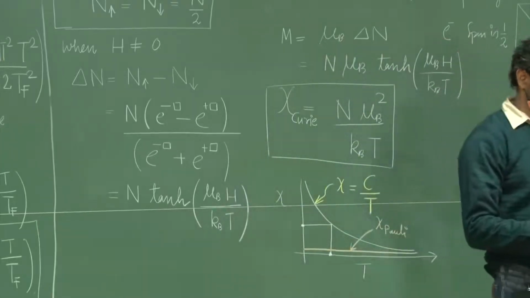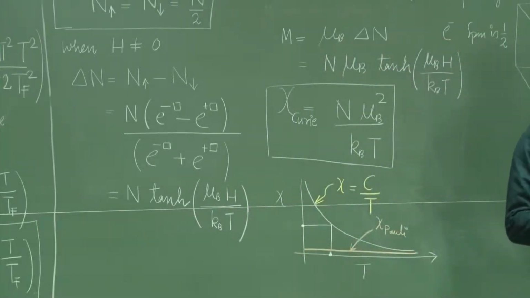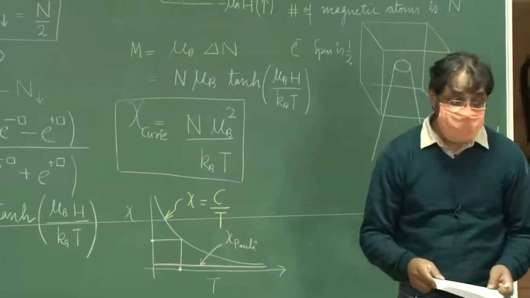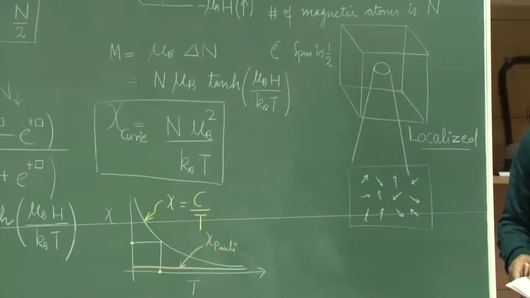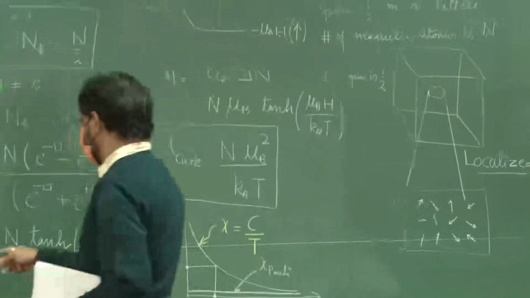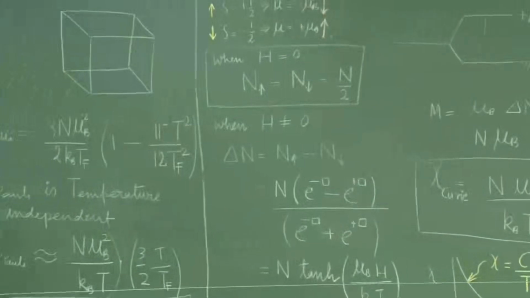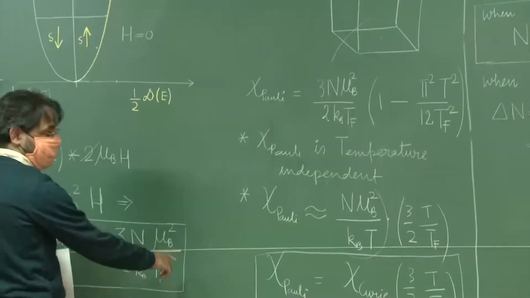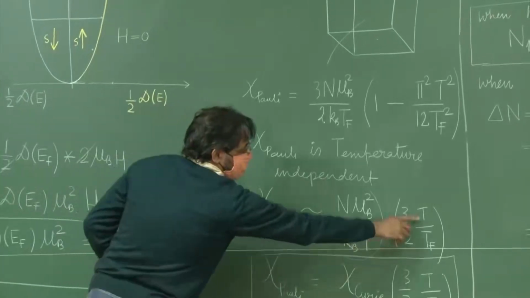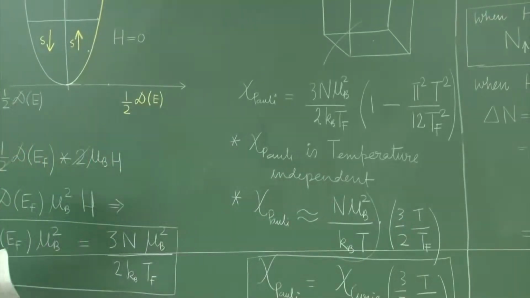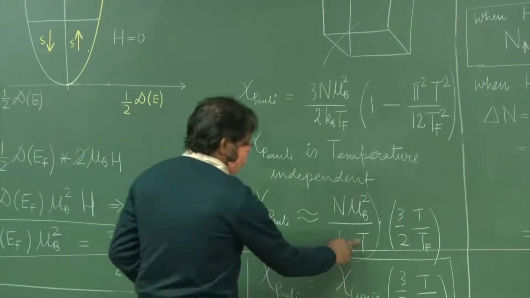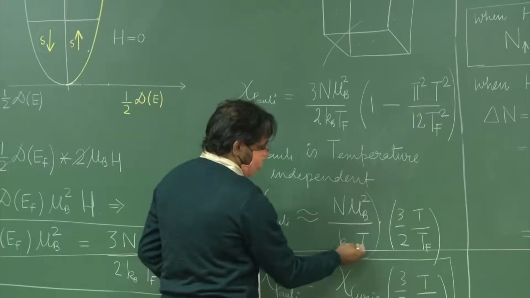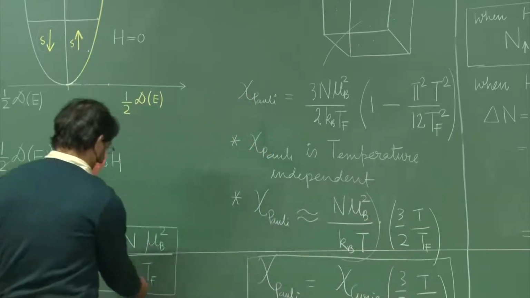Okay, so we stop here unless you have questions. Sorry, this factor here, because I multiplied by T in the numerator and denominator, this becomes k_B T and this becomes T by T_F. So the T and T you can cut, and it will then be 3n mu_B square by 2 k_B T_F, which is the result that we derived.